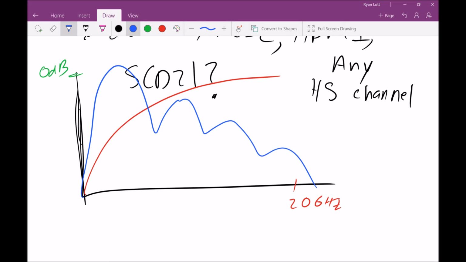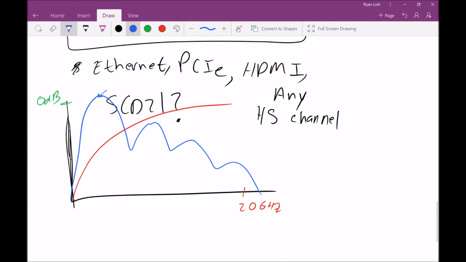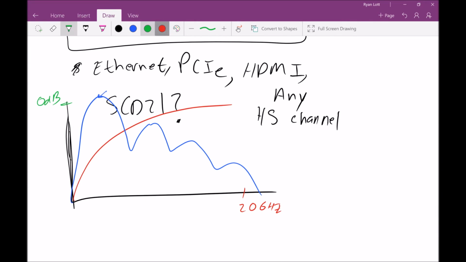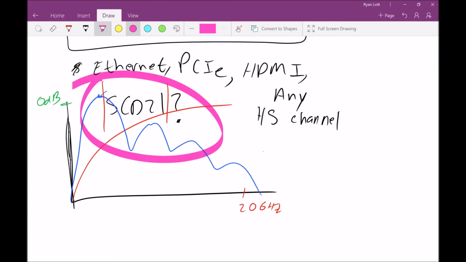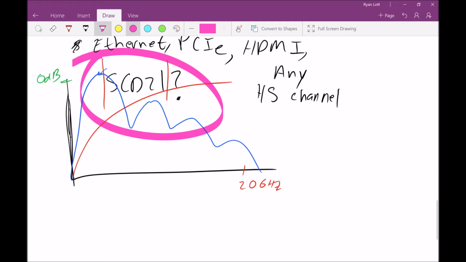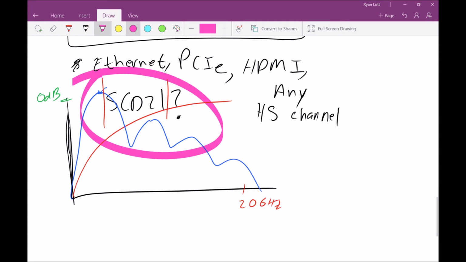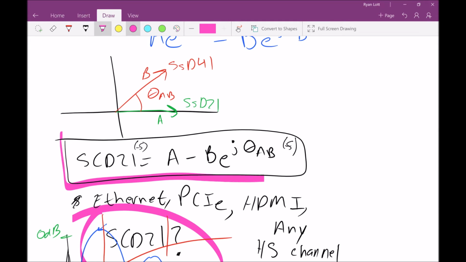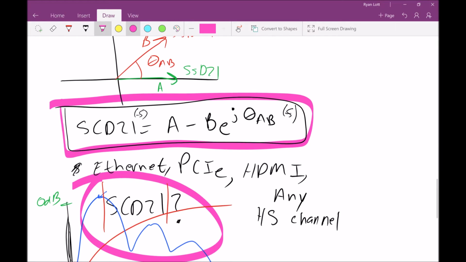You see some harmonic nature, some dips, some nulls. Obviously, this wouldn't go past 0 dBm or 0 dB. But really, at the end of the day, we care what is the magnitude of SCD21. This is really what we care about. In high-speed measurement and channel design, we really need to understand what causes this magnitude to get higher. And fortunately, it's this simple formula right here that can really give us the answer that we're looking for.